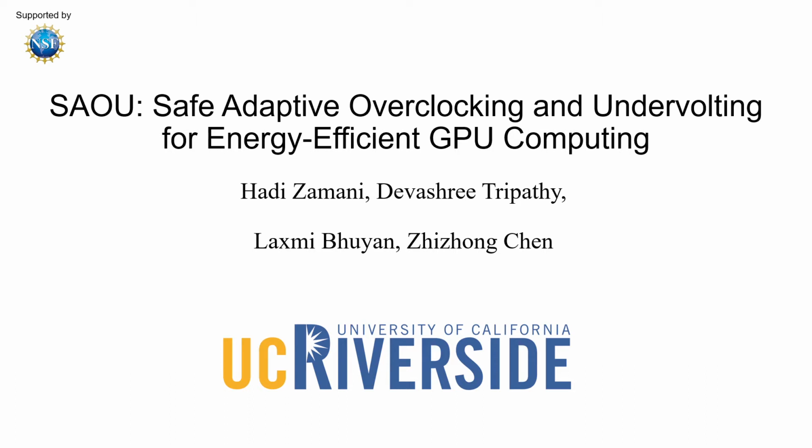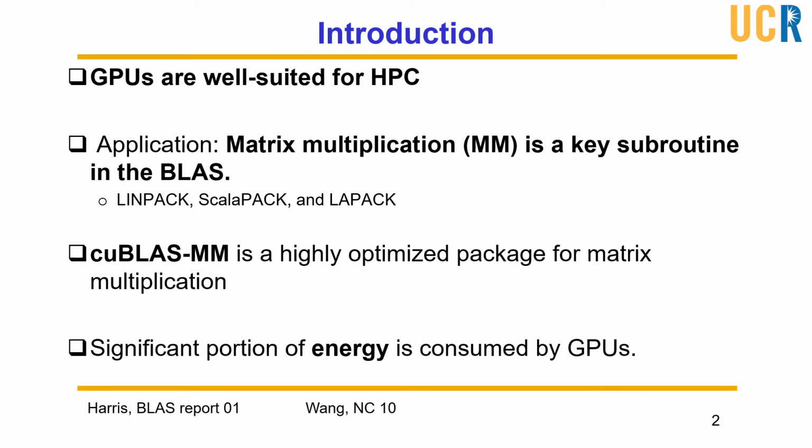Today I'm going to introduce SAOU, Safe Adaptive Overclocking and Undervolting Framework for Energy Efficient GPU Computing. Modern GPUs with hundreds of computing cores make them well suited for HPC applications, especially for numerical computation and vector processing. Matrix multiplication is a heavily used and key subroutine in many software packages solving problems in linear algebra. cuBLAS is a highly optimized CUDA package for matrix multiplication, which will be employed to do the matrix multiplication.